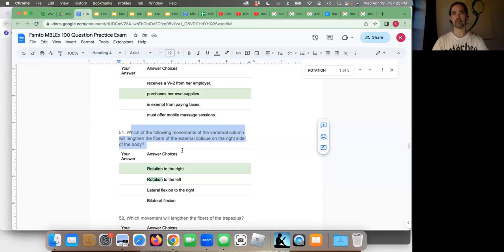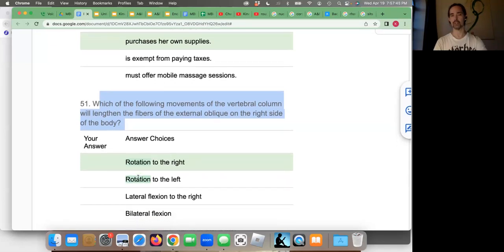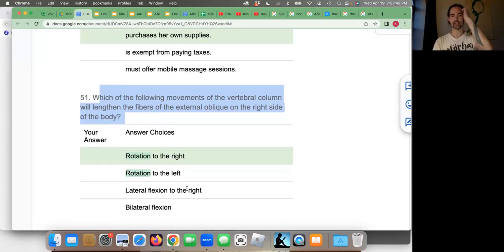Okay, so here's one. Which of the following movements of the vertebral column will lengthen the fibers of the external oblique on the right side of the body? Is that rotation to the right, rotation to the left, lateral flexion to the right, bilateral flexion? And the answer is rotation to the right, which will lengthen the fibers of the external oblique on the right side of the body.